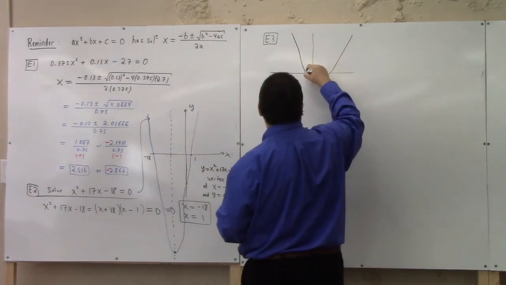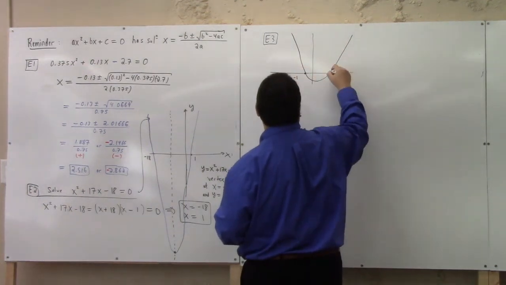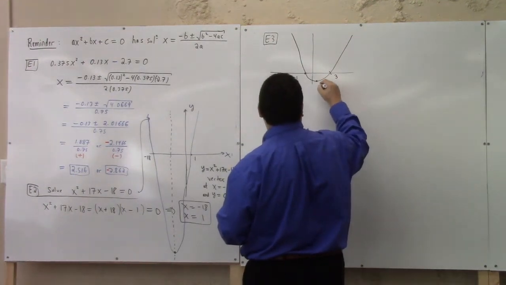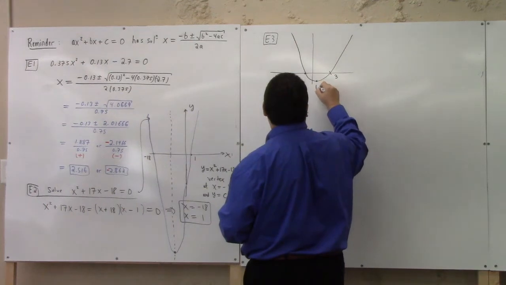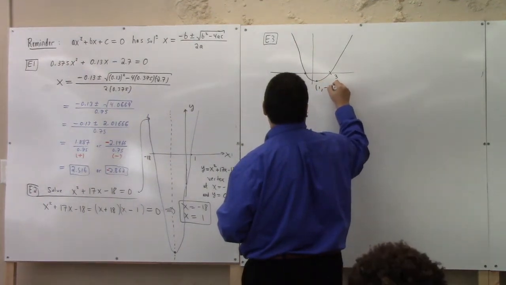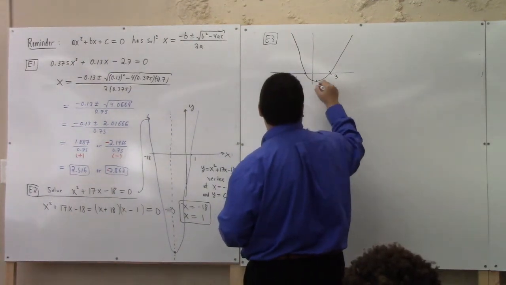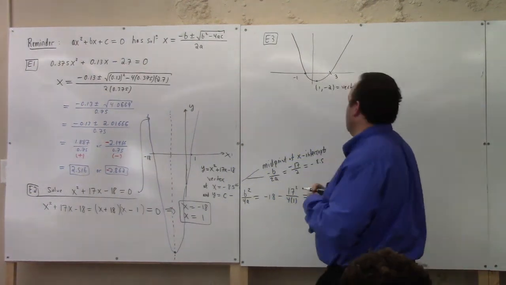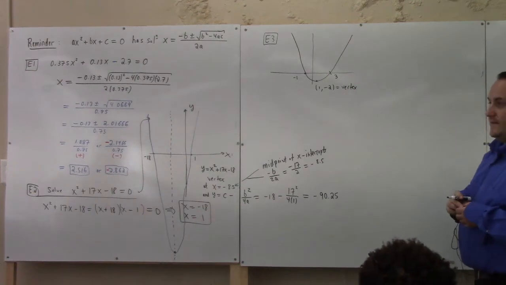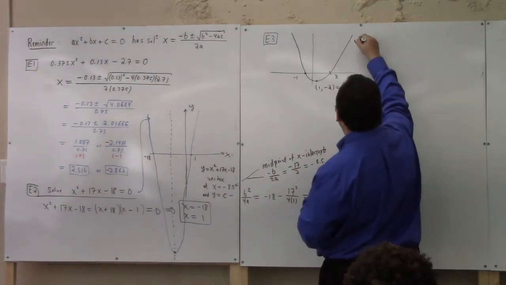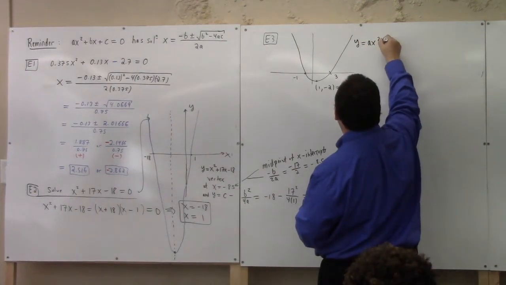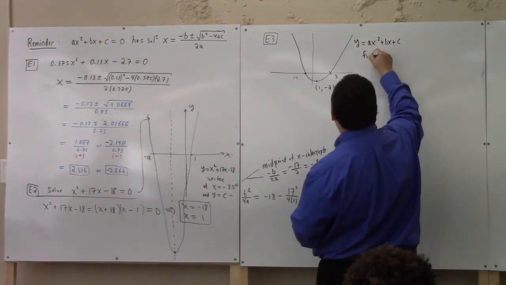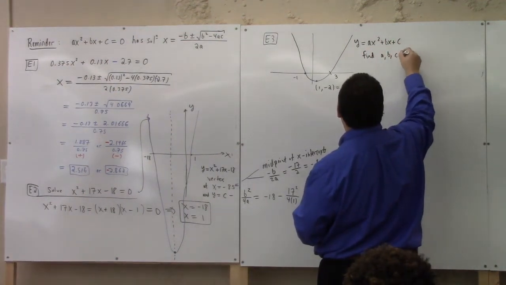All right, let's suppose that is at minus 1. This is at 3. And the vertex is at, let's say, 1 comma minus 2. Right? And then here's the question. This is y equals ax squared plus bx plus c, right? So the question is this: find a, b, and c.